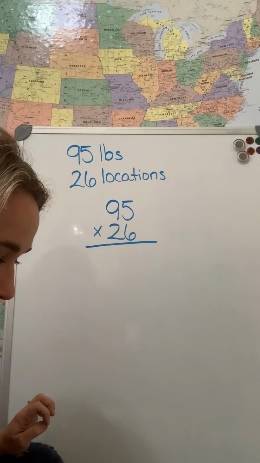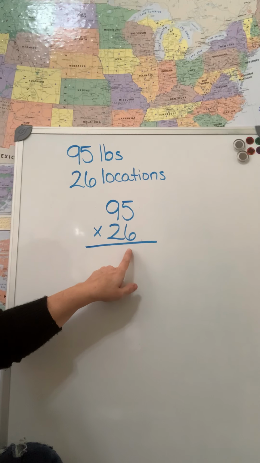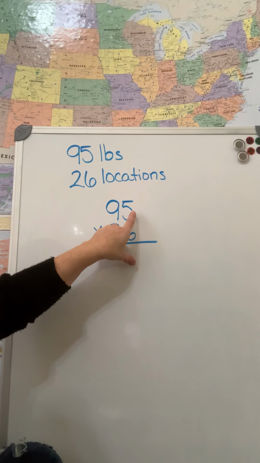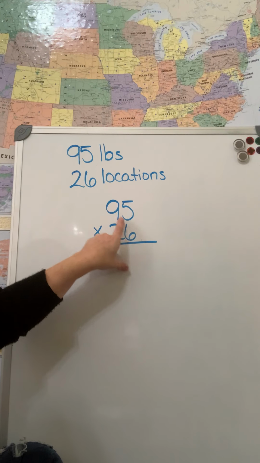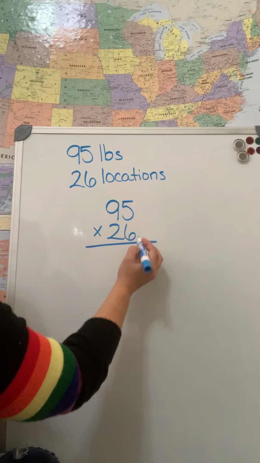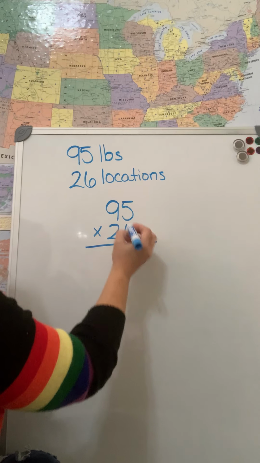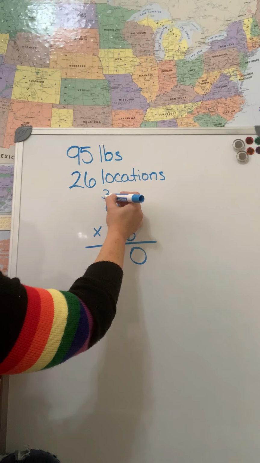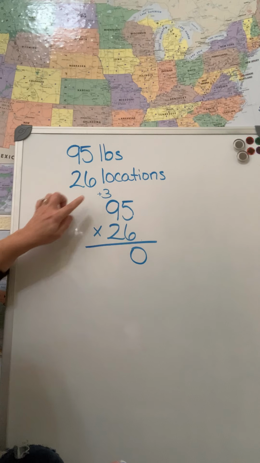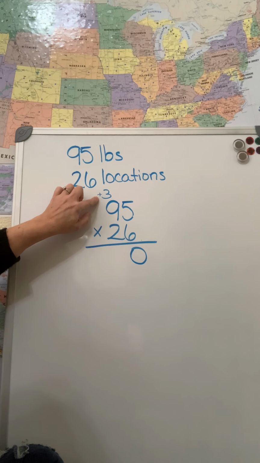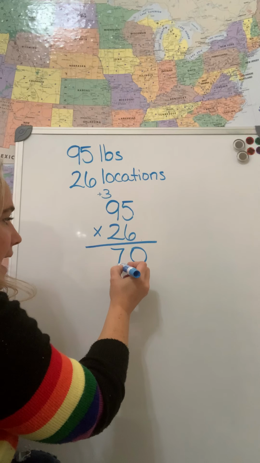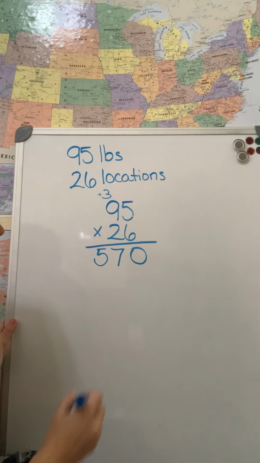Remember that we're going to start with our ones place and multiply by the ones place of our top number and then the tens place. So 6 times 5 is 30. We carry our 3. Now we're going to do 6 times 9, which is 54. We add the number we carried to 54. So we have 54, 55, 56, 57. And since there's nothing left, I write the whole number 57 here.